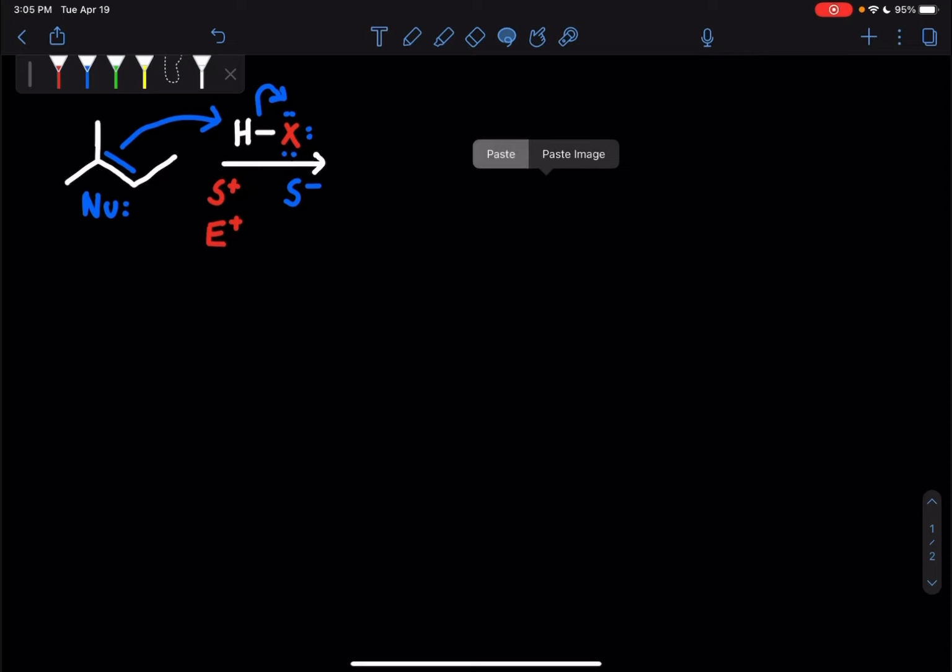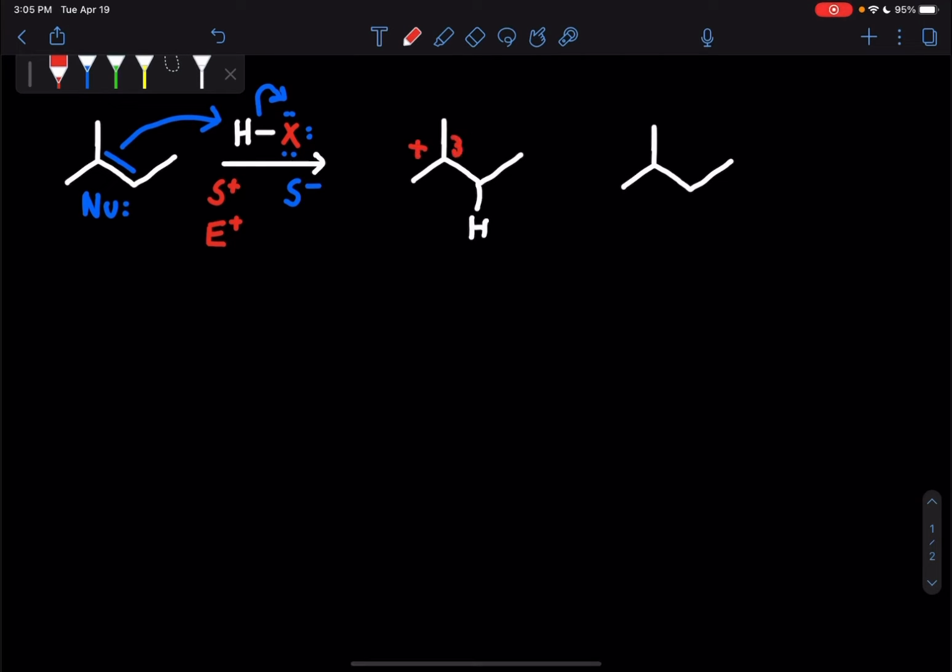As a result of the first step, we can have 2 possible products. We can either have the hydrogen attached to the secondary carbon and have a positive charge on the tertiary carbon, or we can have the hydrogen attached to the tertiary carbon and have a positive charge on the secondary carbon. Which one is going to be the major product and which one is going to be the minor product? Because a tertiary carbocation is more stable than the secondary version, which is more stable than the primary version of a carbocation, our major product is going to be the one with the tertiary carbocation.